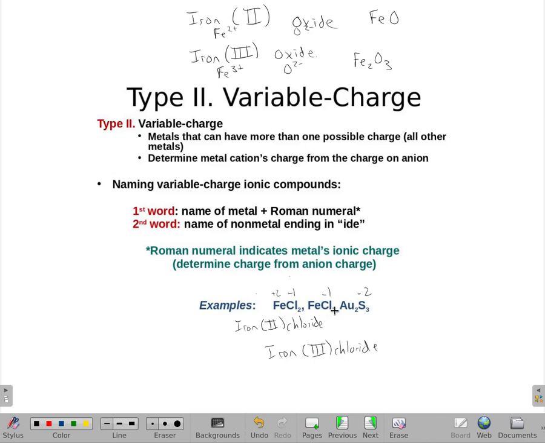Now, it's just a coincidence that that number turns into this. Doesn't always happen that way. All right. Now, I got 3 of these -2s. So that'd be a total of -6. And I want these 2 golds to add up to +6 and neutralize that out. So these are both +3s. So we have gold 3 sulfide.